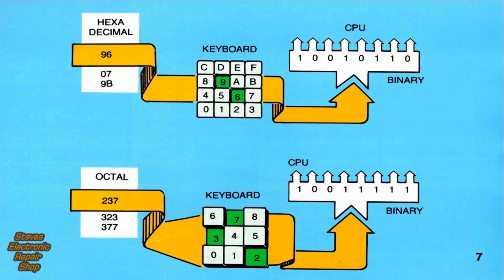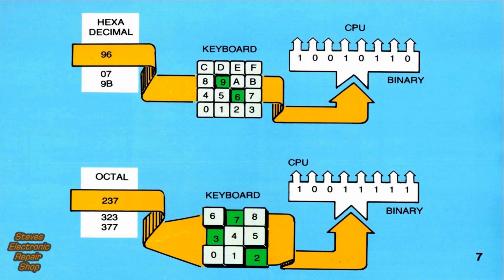The introduction of the keyboard simplified data entry. Now machine instructions could be expressed as hexadecimal or octal numbers. As shown at the top, the hexadecimal number is entered via the keyboard. The keyboard converts the hexadecimal number into binary numbers or bit patterns that the computer understands.